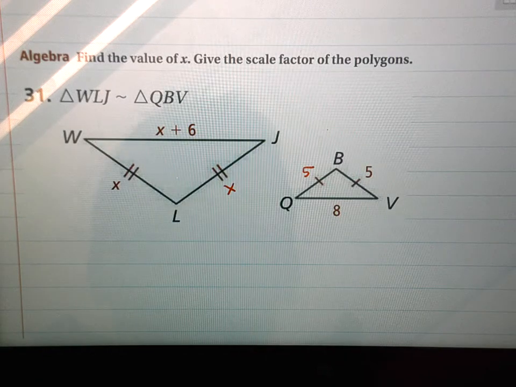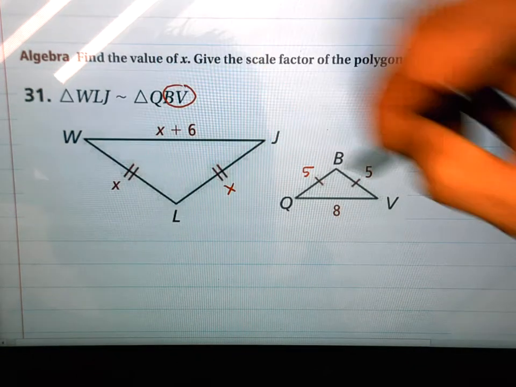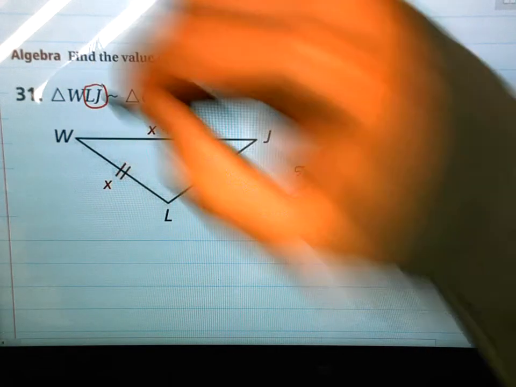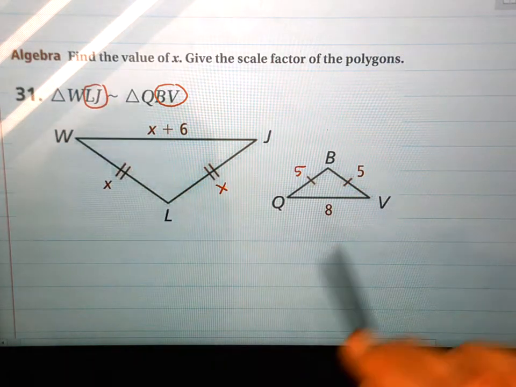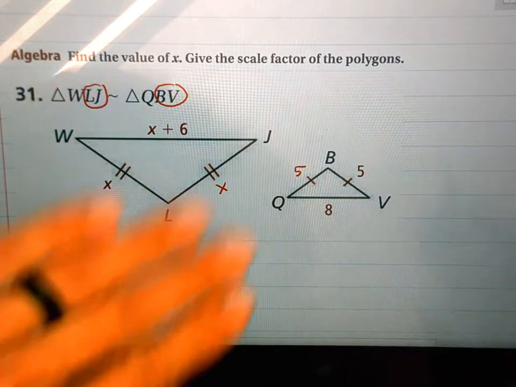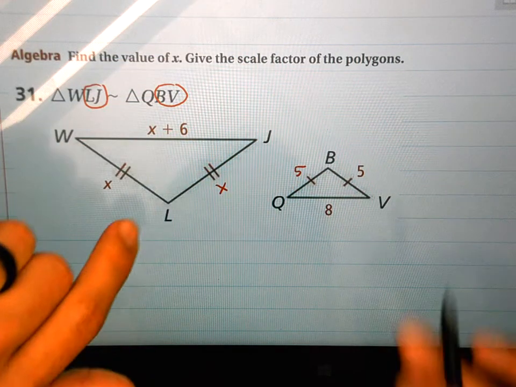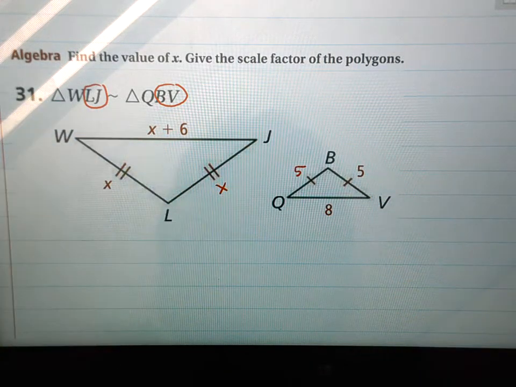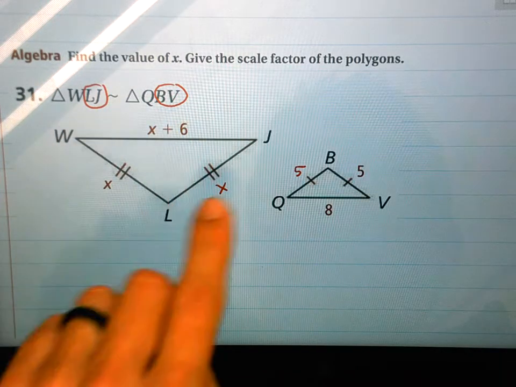Now, I want to set up some proportions, and here's what I'm thinking of. BV is proportional to LJ. I'm using the similarity statement and the picture. Just so you know, they're kind of flipping this triangle upside down if you can't tell that. That's why you don't just assume that 5 and that x were matching. Sometimes in the similarity statement, they switch things around. This is how you can tell for sure what's supposed to match.